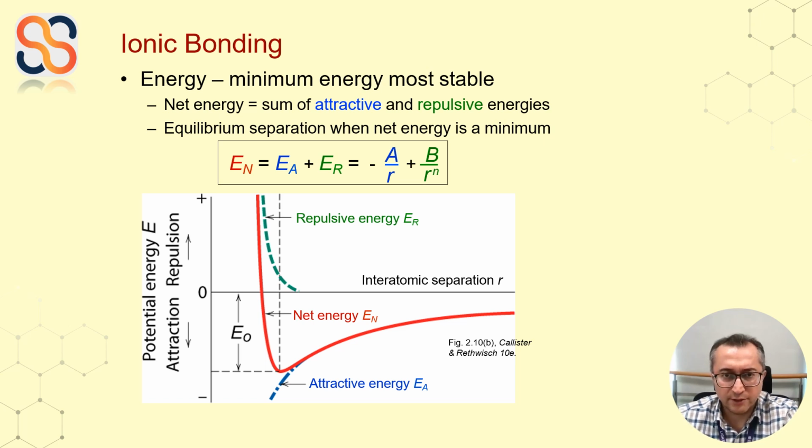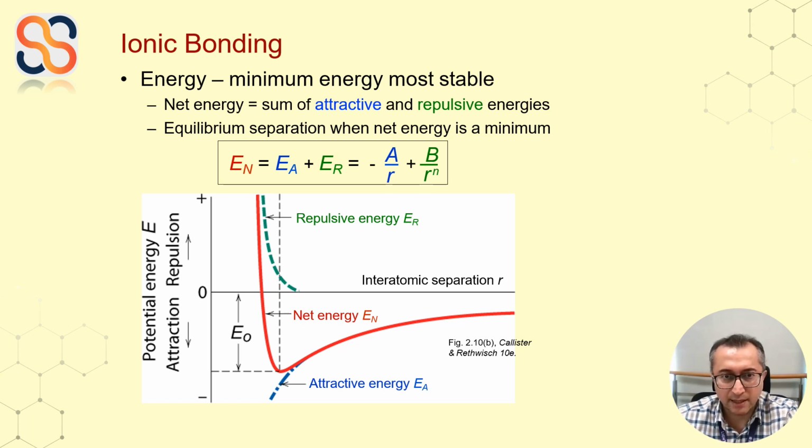Repulsive energy, shown by E sub r, comes into play when the electron clouds of two ions begin to overlap, pushing them apart. So, the relationship between these energies can be expressed mathematically as En equals Ea plus Er, which is equal to minus A over R plus B over R to the power of N.